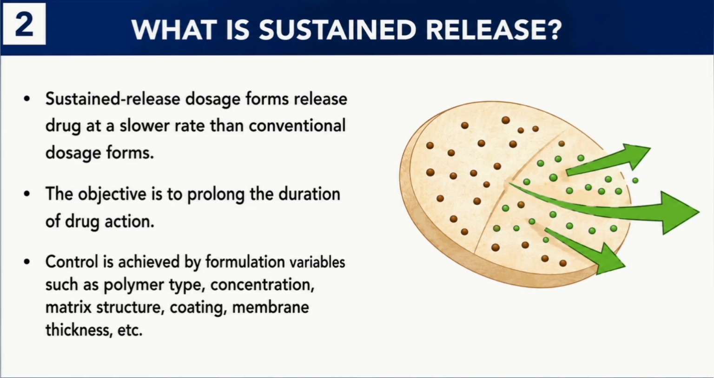In sustained release, what will happen? The formulation variables such as polymer type, polymer concentration, drug solubility, particle size, porosity, membrane thickness, and formulation geometry are manipulated to retard the drug release. By editing all these factors, we can manipulate the drug release rate. The ultimate objective is to maintain the drug concentration within the therapeutic range for a longer period of time, and thereby reduce the frequency of administration.